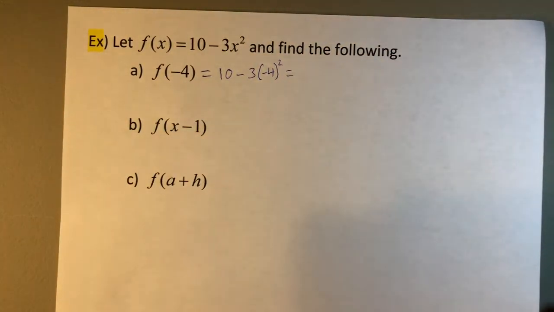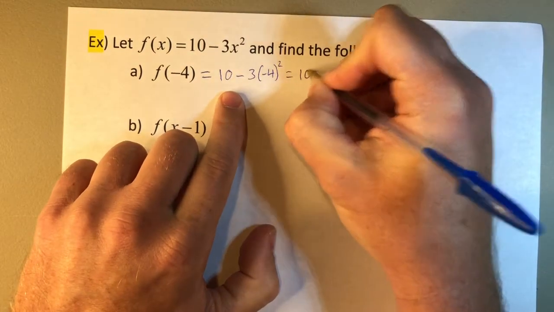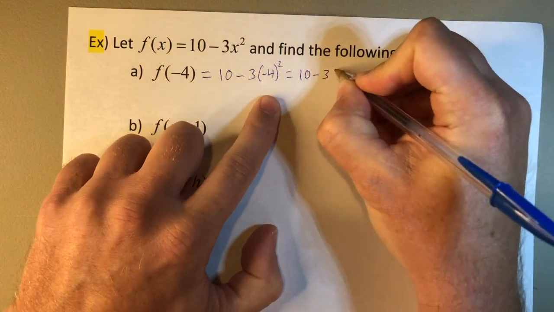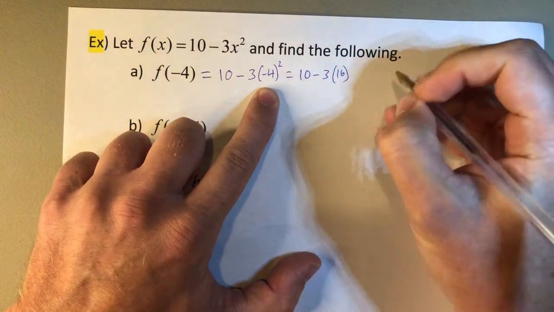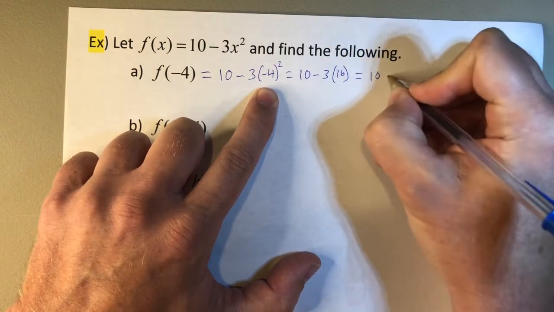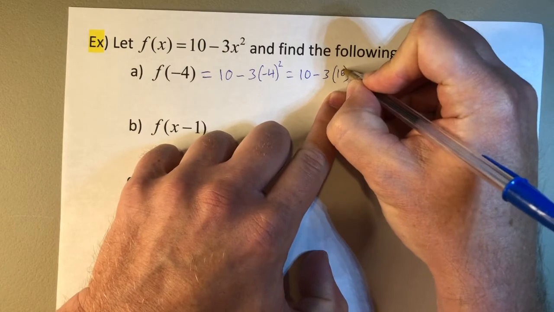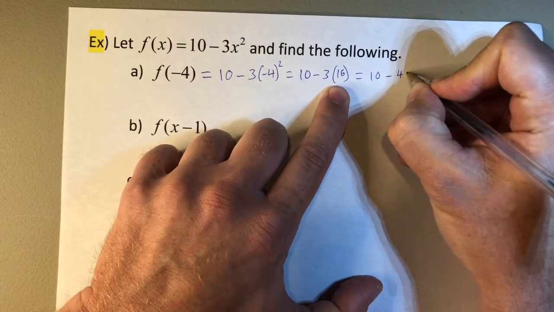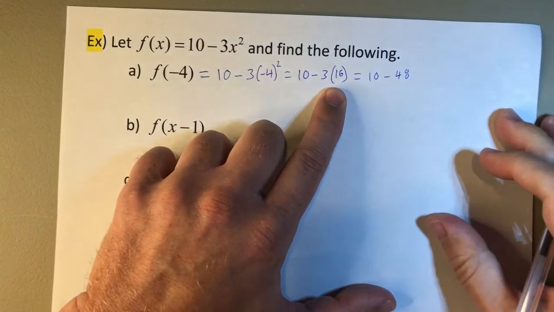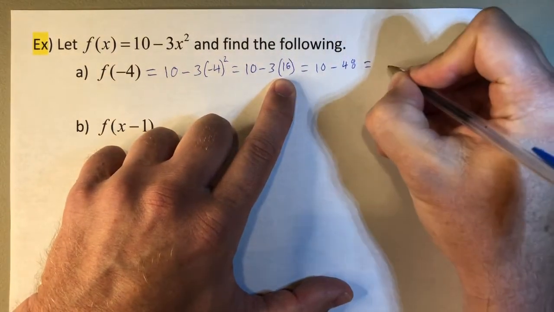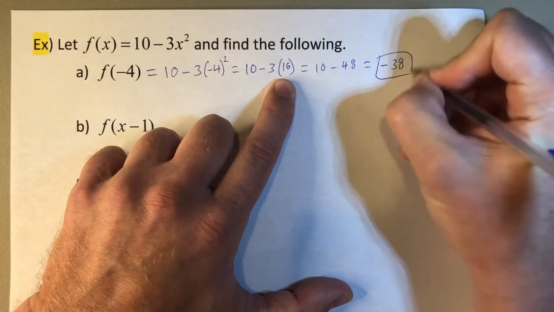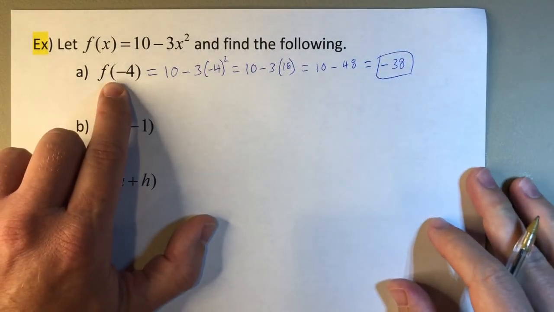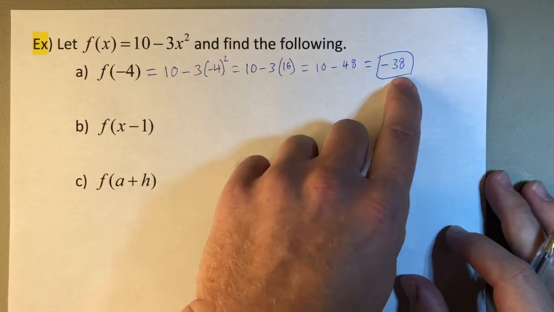So what will we get here? Well, you can just use a calculator. That's probably the best way of doing it. Or you can just go through the motions. So negative 4 squared is 16. And then you do what? You do 10 minus what? 3 times 16. You got to do multiplication first. That is 48. And then ultimately 10 minus 48 is negative what? 38. So f of negative 4 is exactly the same as negative 38.